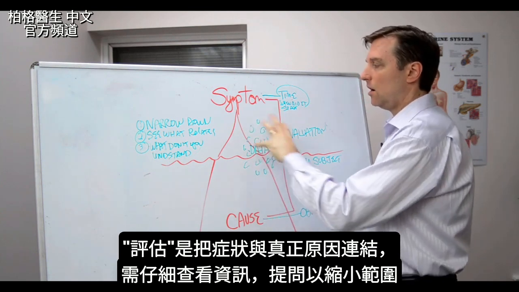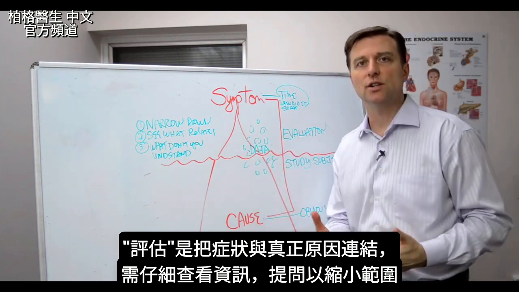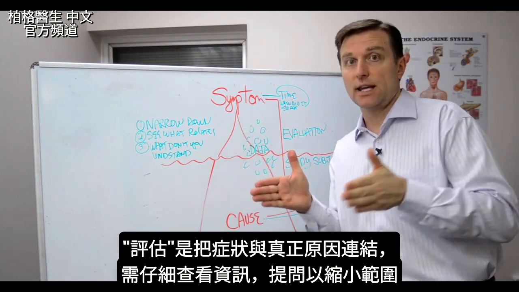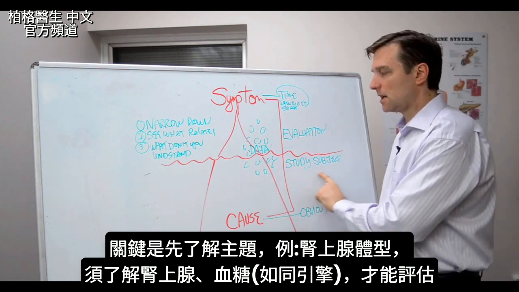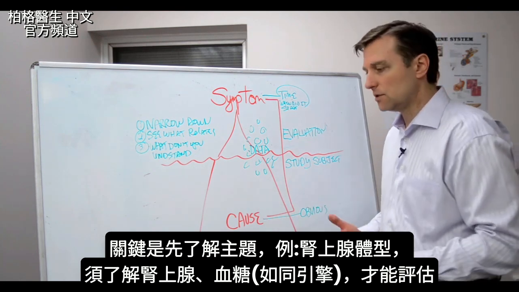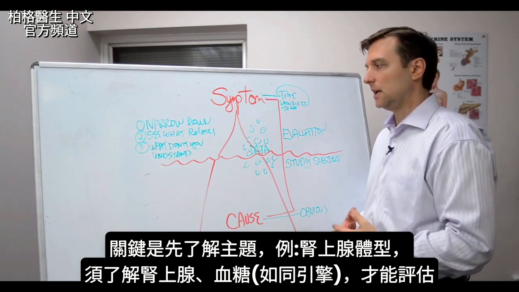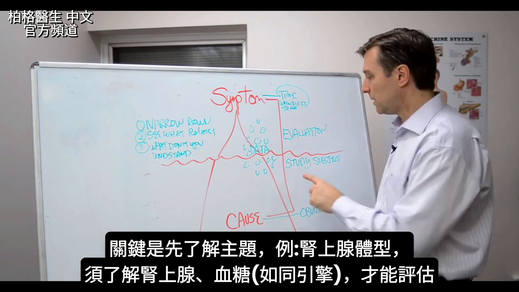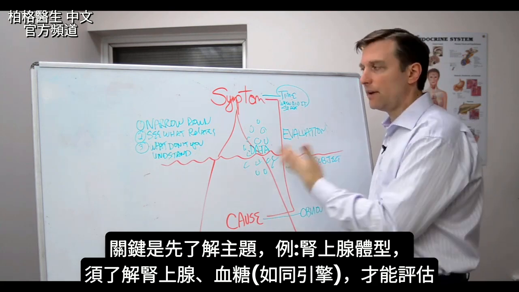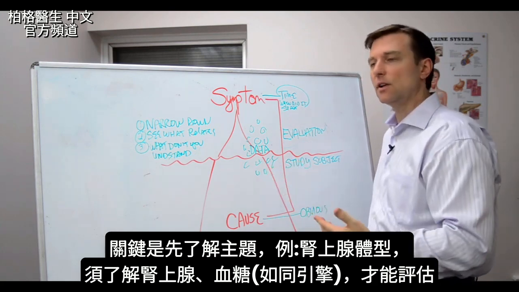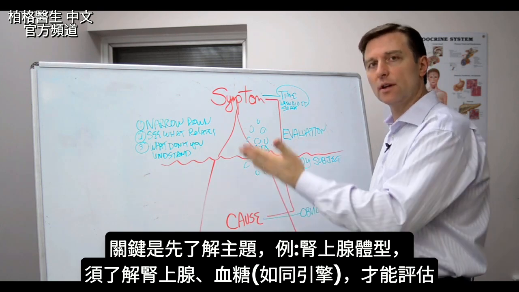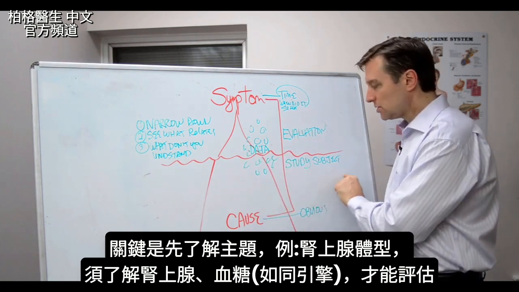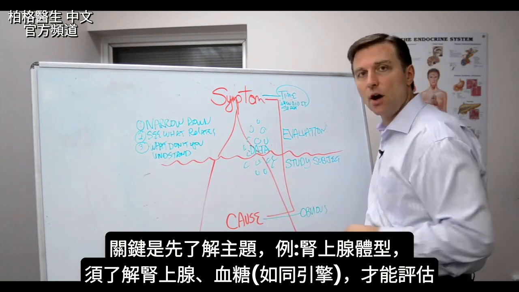This is data, all the information. That's why you're asking questions. You're narrowing down your investigation. So you have to really study the subject. For example, if it's the adrenals, the adrenal body type, you have to know about the adrenal to be able to evaluate, because you have to know about blood sugars to be able to evaluate. You have to know about an engine before you can evaluate. So this is an essential thing you need to know first.